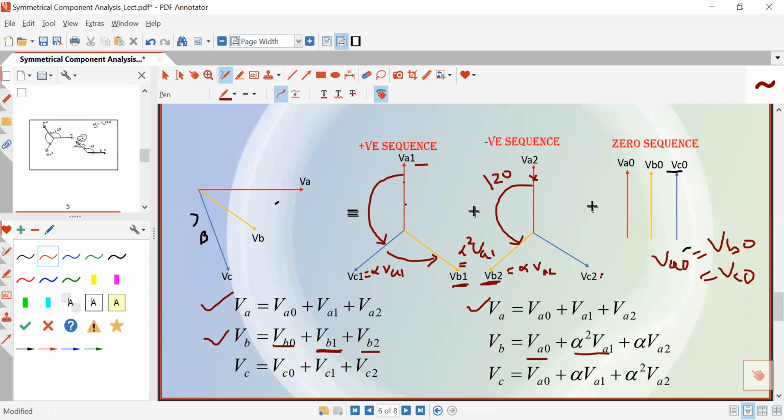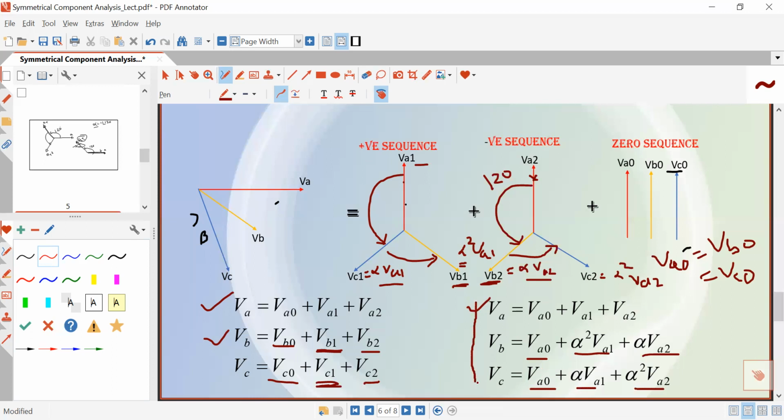Similarly, VC2 can be written as alpha square VA2, because when you multiply by alpha again, the phasor rotates 120 degrees again, and you get alpha square VA2. So in this way, VC2 can be written as alpha square VA2, and VB2 can be written as alpha VA2. Similarly, VC0 can be written as VA0. And if you want to write VC1 in terms of VA1, then VC1 will be alpha VA1, and VC2 will be alpha square VA2.